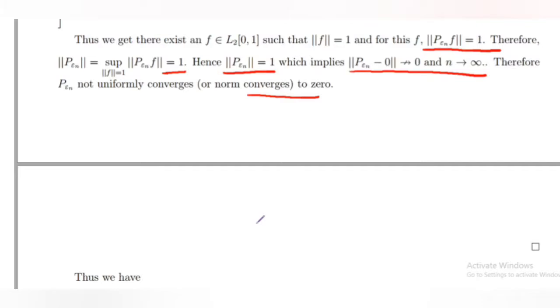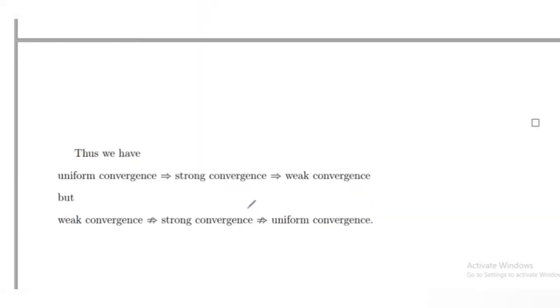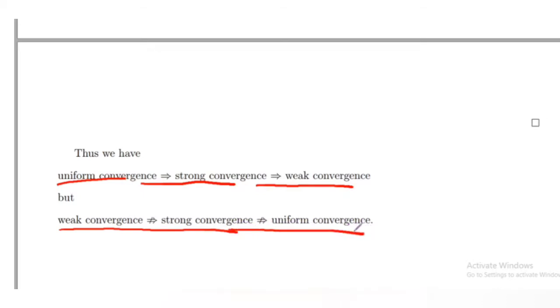So just check out the result we have. Thus we get uniform convergence implies strong convergence, and strong convergence implies weak convergence. But weak convergence need not imply strong convergence. Similarly, strong convergence need not imply uniform convergence or norm convergence.